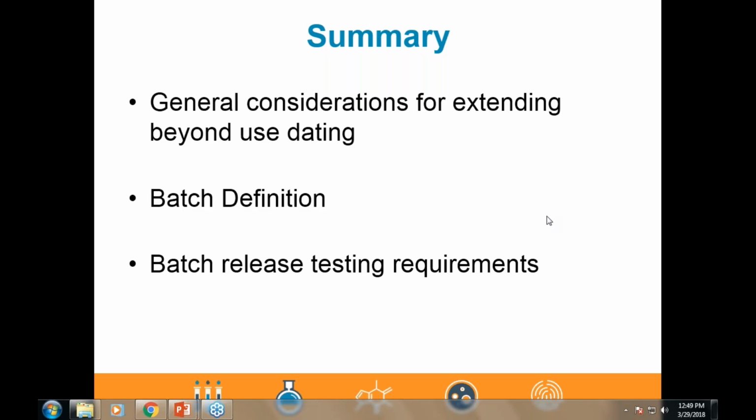Another question we got: in that example that I gave on the methylcobalamin, why would sterility be done at 60 and 90 days, but endotoxin only at day 90? Vince, you want to take that one?